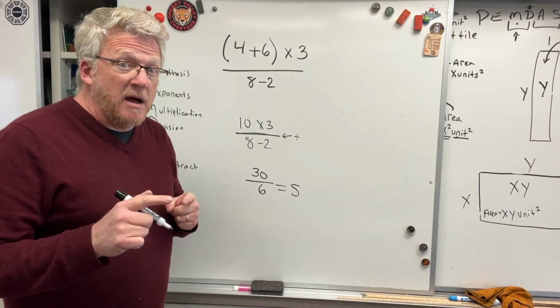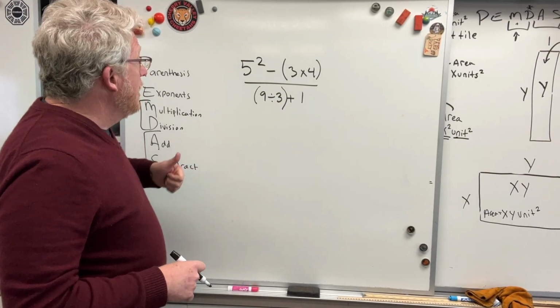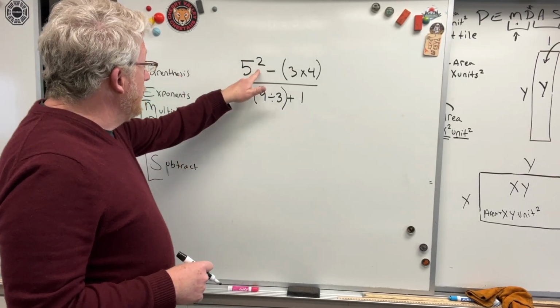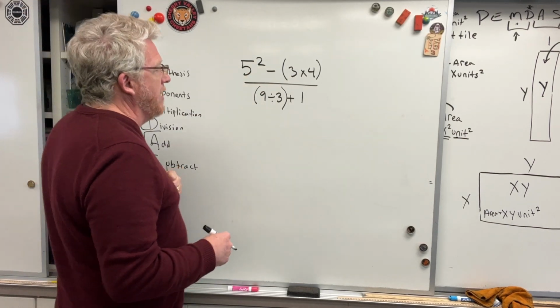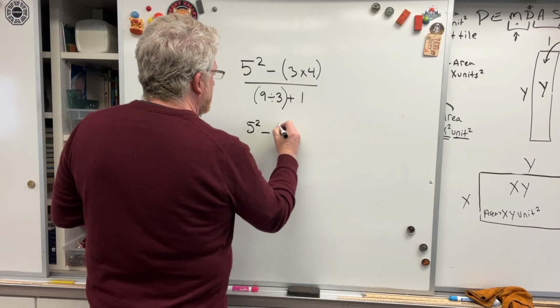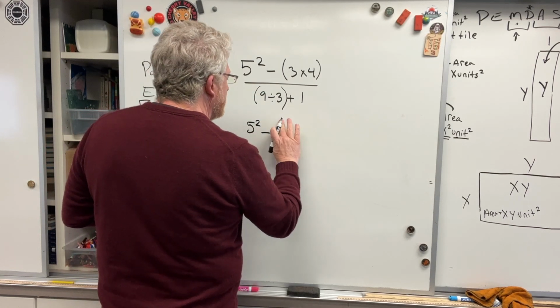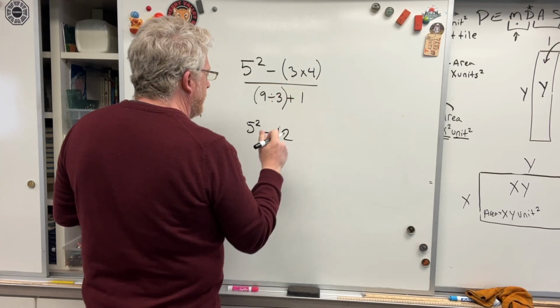All right, here's your next problem. We've got an exponent now, but we still start with parentheses. So it's going to be 5 squared minus, and I don't need to put parentheses now around the 12. 3 times 4 is our 12. That's going to be fine.